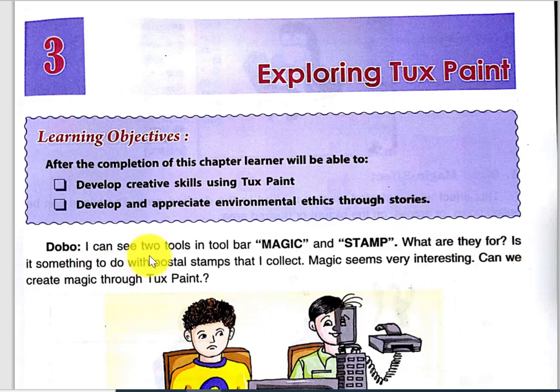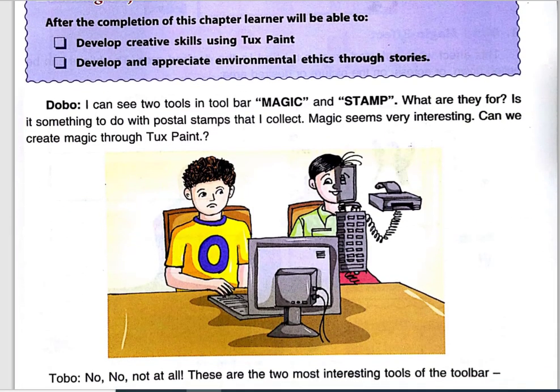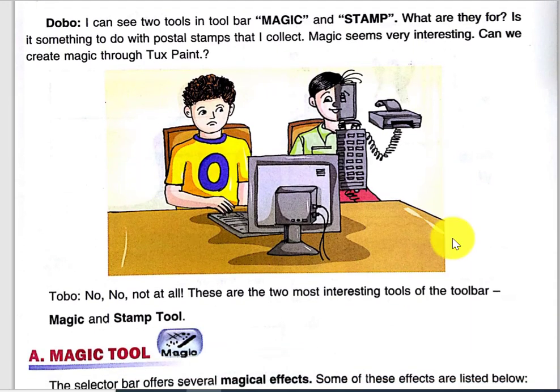Dobo says, I can see two tools in the toolbar, magic tool and stamp tool. What are they for? Is it something to do with postal stamps that I collect? Magic seems very interesting. Can we create magic through Tux Paint? This is a conversation between Dobo and Tobo. We know that this is Dobo and this is Tobo. It is half man and half machine. Tobo says, no, not at all.